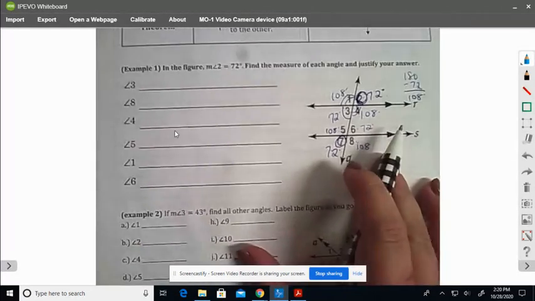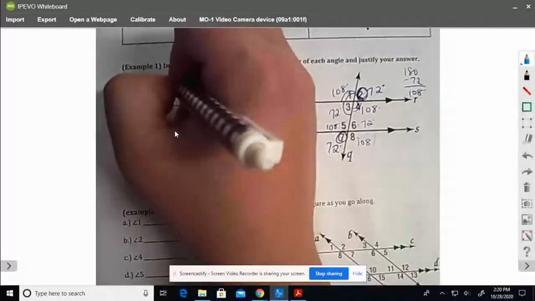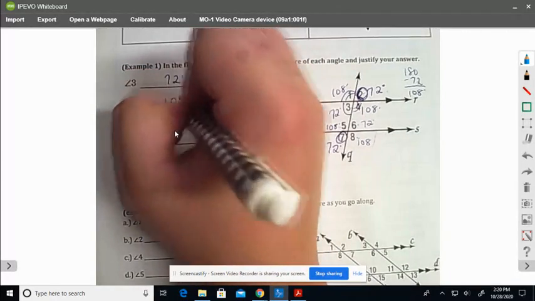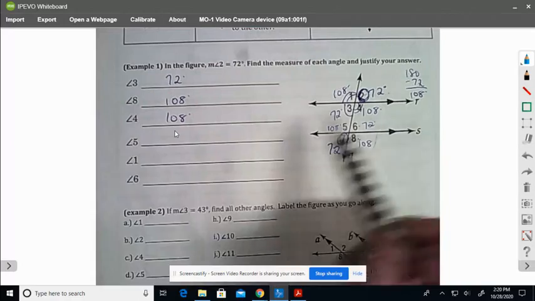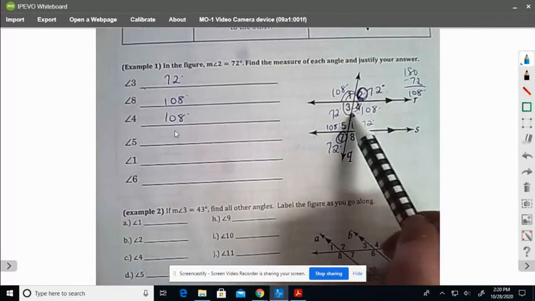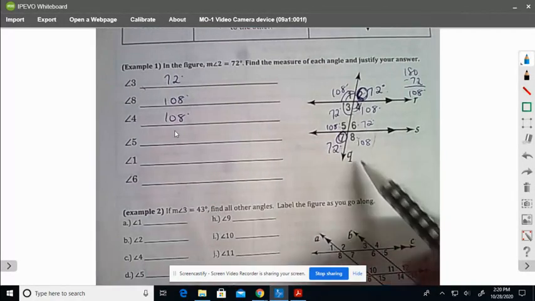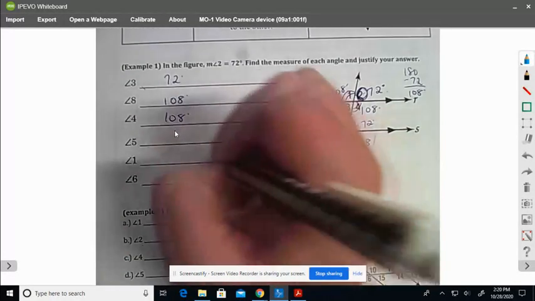Okay, so now I would just fill in my information over here. I labeled angle 3 as 72. I labeled angle 8 as 108, so on and so forth.